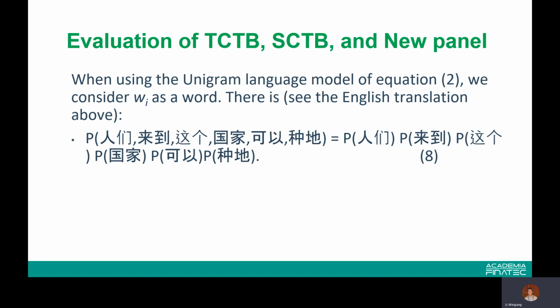Evaluation of the typing efficiency by the traditional Chinese typewriter and the new panel. When we use the unigram language model from equation 2, we consider W as a word. There is the English translation about that: the people come this country can plan. So we can use the unigram as equation 8.